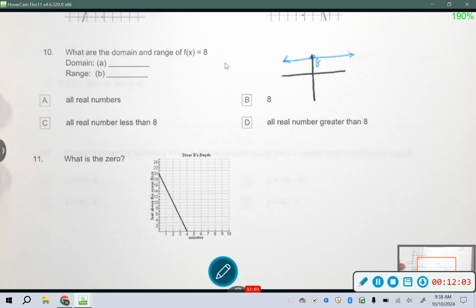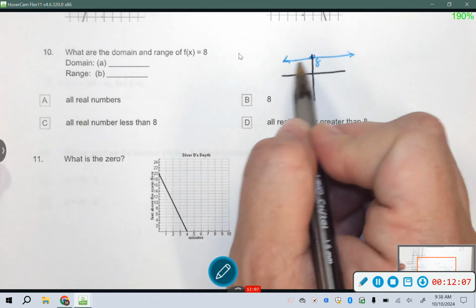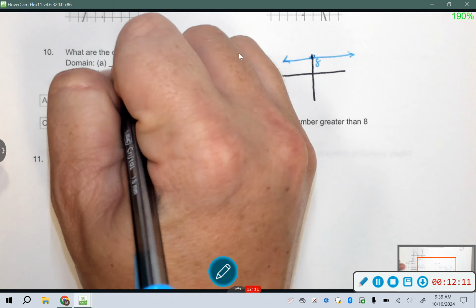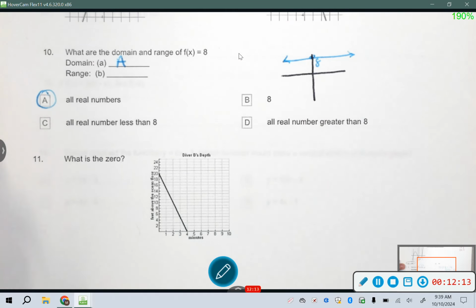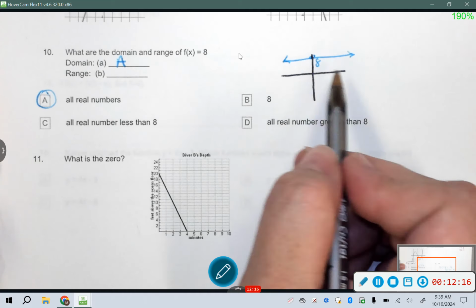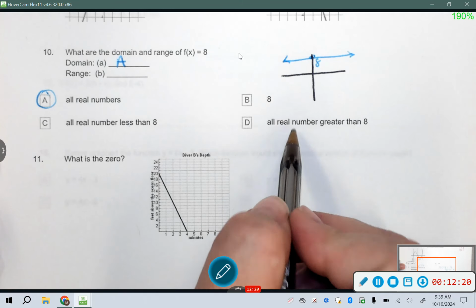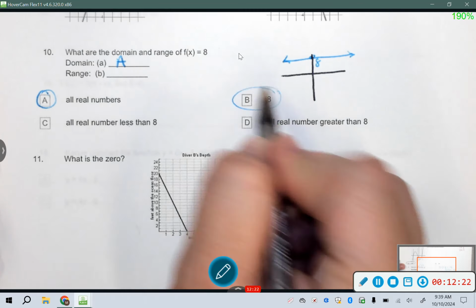So knowing that, we're here. Well, domain is my farthest left to my farthest right. Well, if it goes left forever and right forever, I know that that's all real numbers. So domain is A. My range, well, it never changes from a height of 8. So it can't be less than 8 and it can't be greater than 8 because it never changes. So it's just 8.